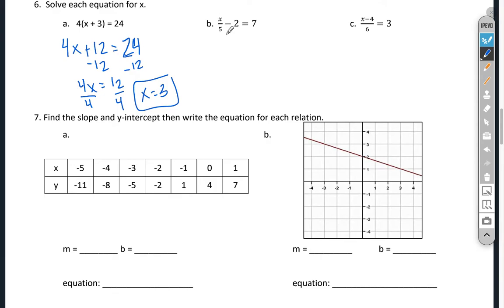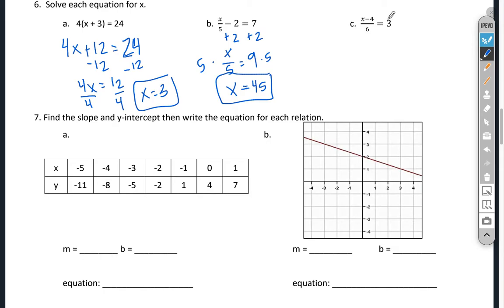All right, number 2, we've got a fraction here. So x over 5 minus 2. So the first thing we want to do is add 2 to both sides. And then we'll get x over 5 equals 9. And then to get rid of this 5 on the bottom, this is technically x being divided by 5. So we're going to multiply by 5. And we get x equals 45.